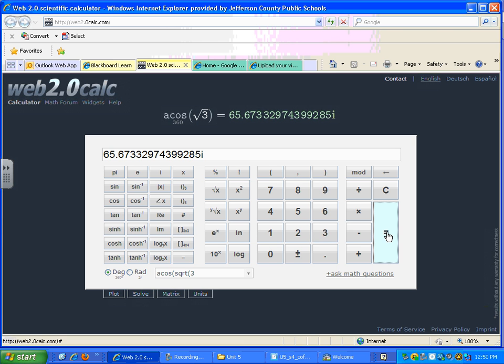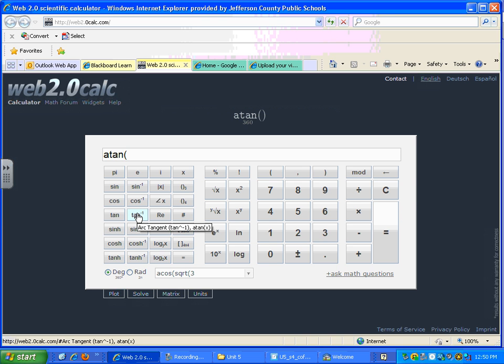Let's do the tangent inverse. Oops, let me clear it. So the tangent inverse, I'm going to do of 1. Let's see what the tangent inverse of 1 is. Well, it's 45 degrees. It has 0.000000 and then a 1 because there is some error in your calculator, but we're going to say that that's 45 degrees.